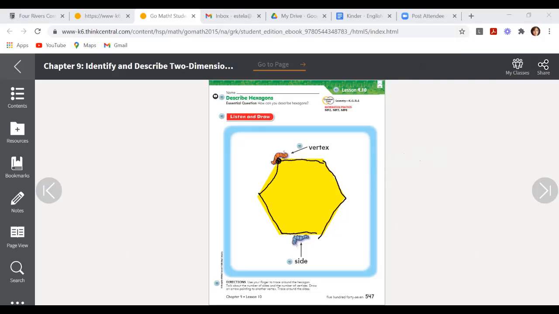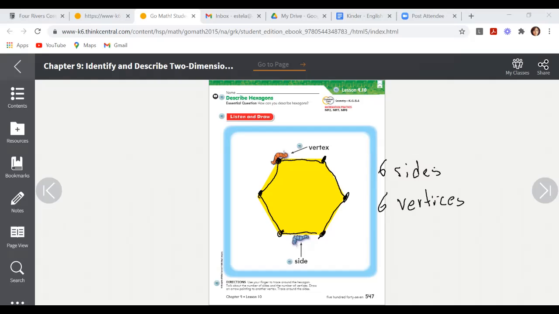6. You think it's 6? We know 6 sides. That's what you tell me, and we count them. Let's count the vertices. 1, 2, 3, 4, 5, 6. Yes, Tomás, you were right. It has to have 6 vertices.